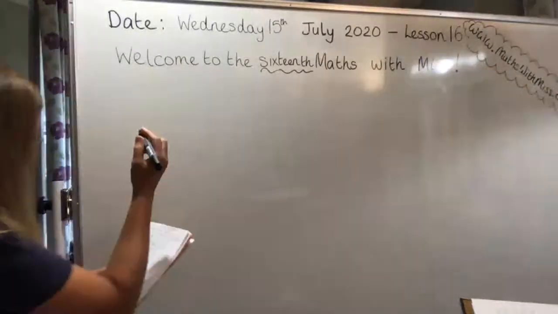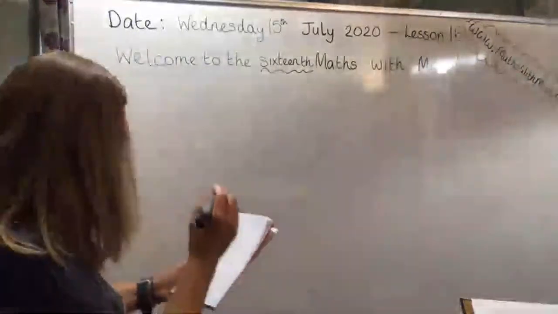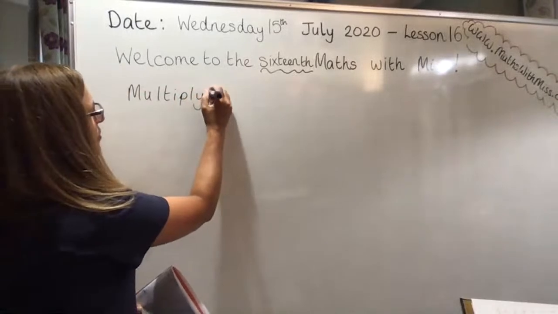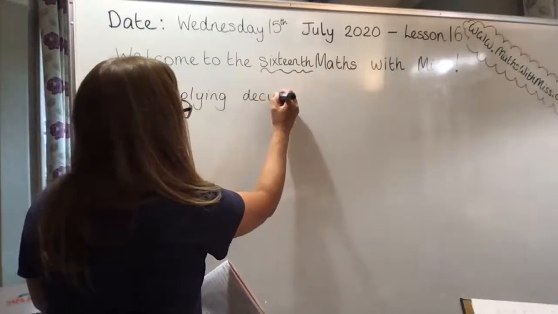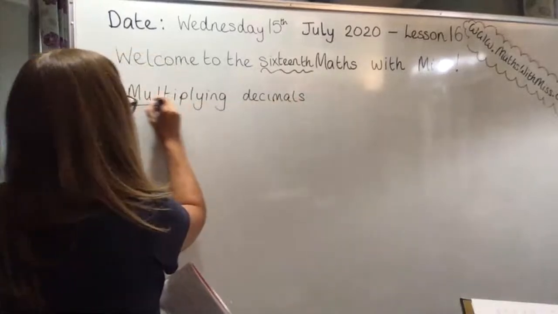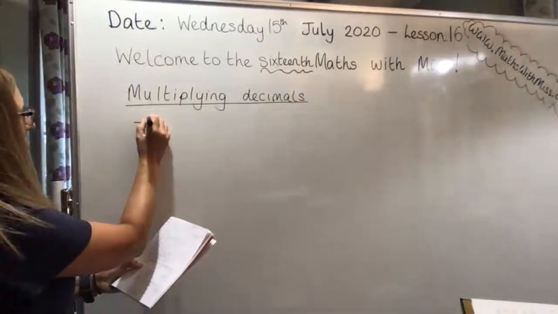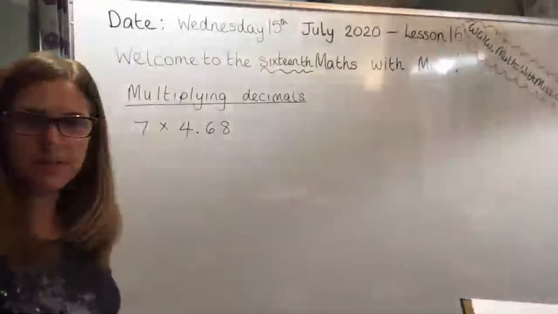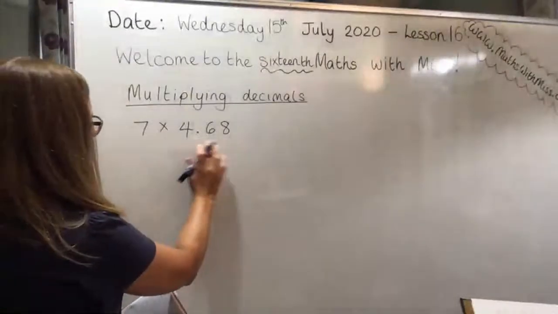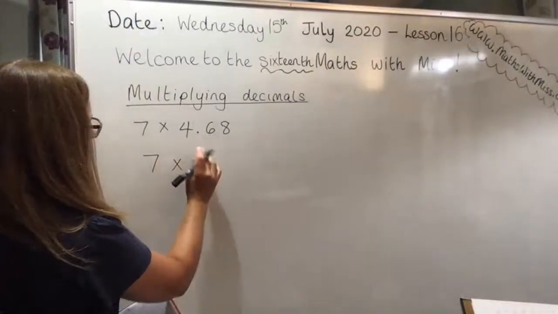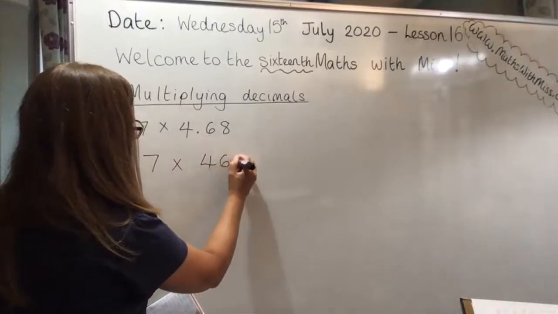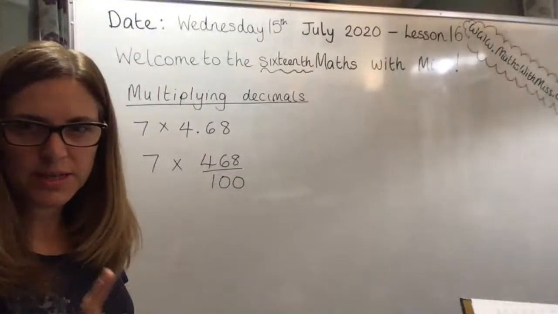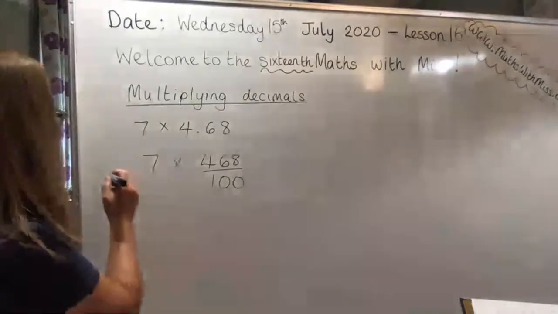So the first one was part 1, question 7, the multiplying decimals question. We'll do that one quite quickly because we have done something similar before. Multiplying decimals, don't forget to put your little title in so you have your notes. The question was 7 multiplied by 4.68. Now you might remember the trick I told you. If you turn this into a fraction, 468 over 100, it helps us make sure we put that decimal point in the right place at the end.